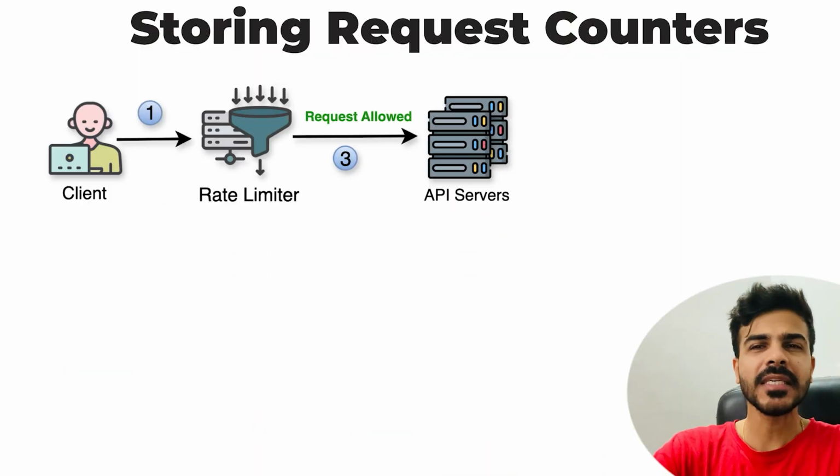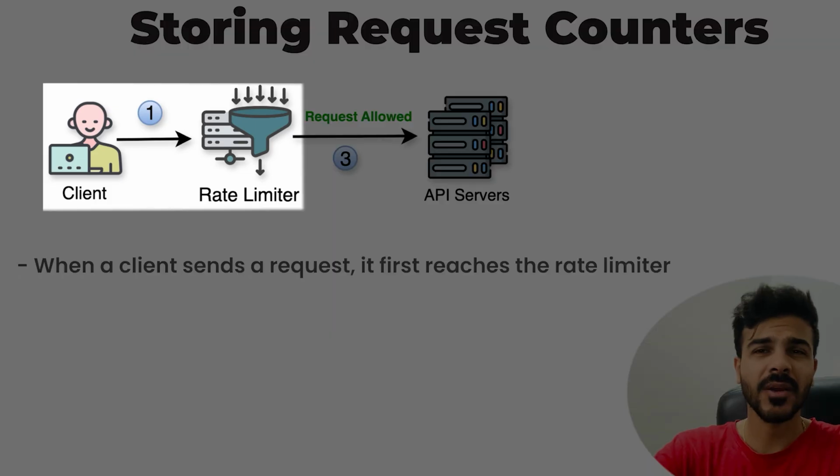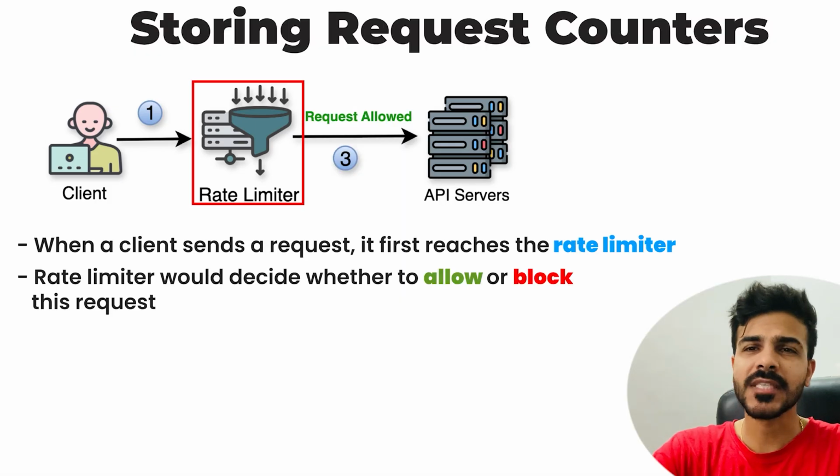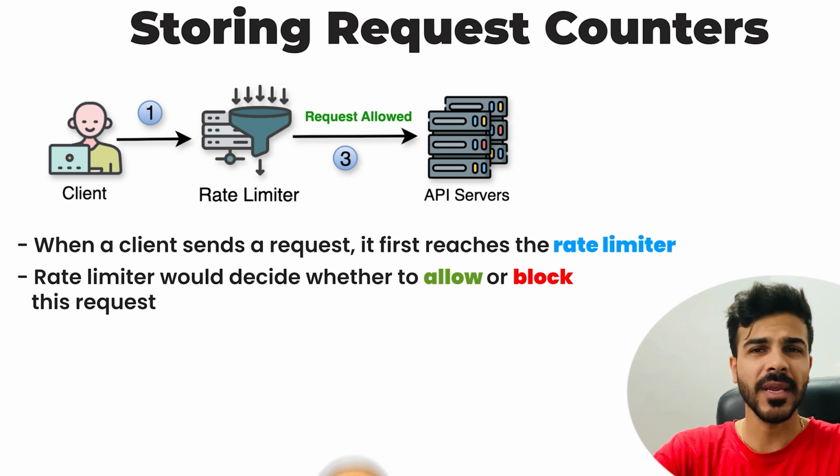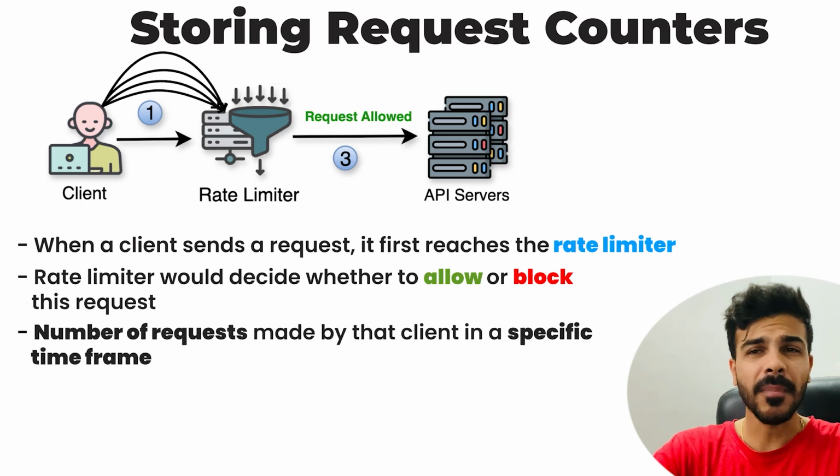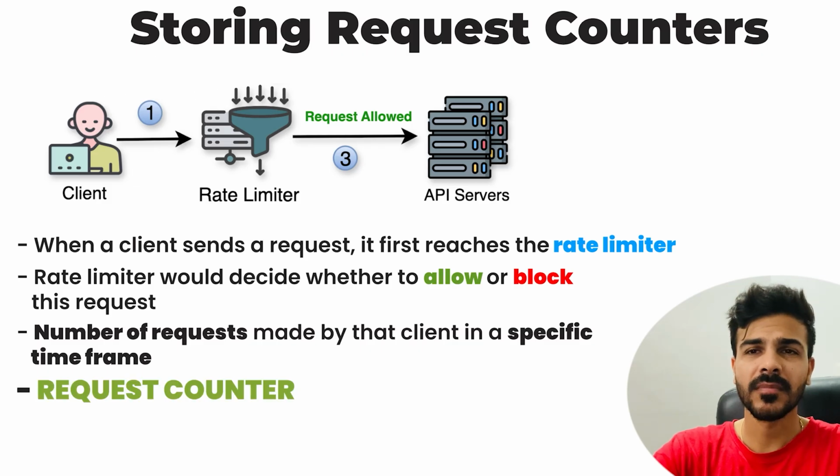Now, we have already seen in the last video that when a client sends a request, it first reaches the rate limiter. And then the rate limiter would decide whether to allow or block this request. How is this decision going to be made? This decision would be based on the number of requests made by that client in a specific time frame. We can call this the request counter. Now, if this request counter is below the allowed limit, the request is forwarded to the API servers. If it's above the limit, then the request would be dropped.